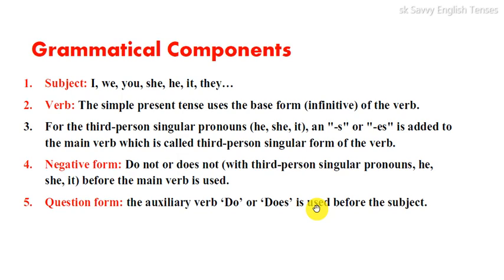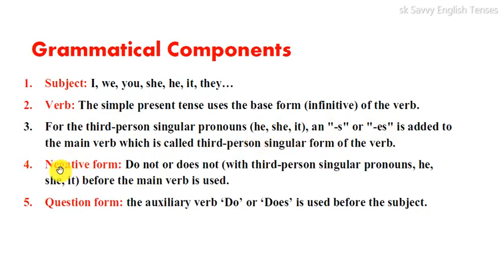Okay, so what are the grammatical components of the simple present tense? Number first is the subject: I, we, you, she, he, it, they, and we can say some proper nouns. Number second is the verb. The simple present tense uses the base form (infinitive) of the verb. For the third person singular pronouns like he, she, it, an s or es is added to the main verb, which is called the third person singular form of the verb.